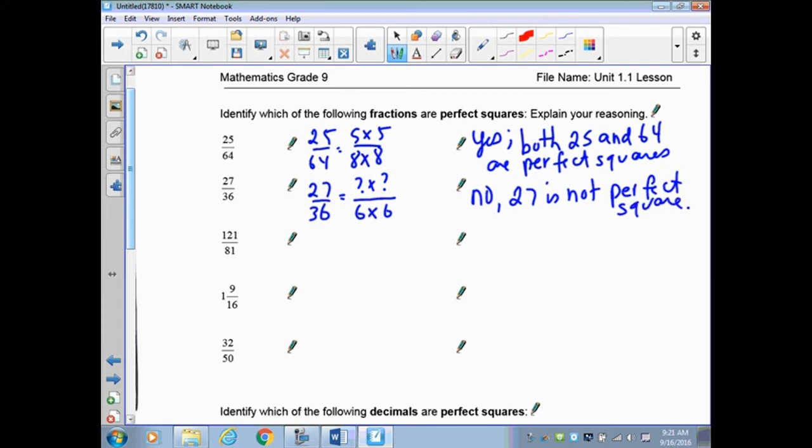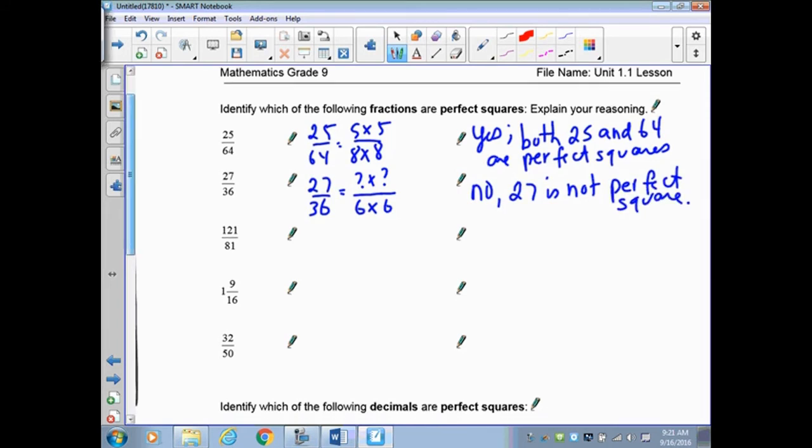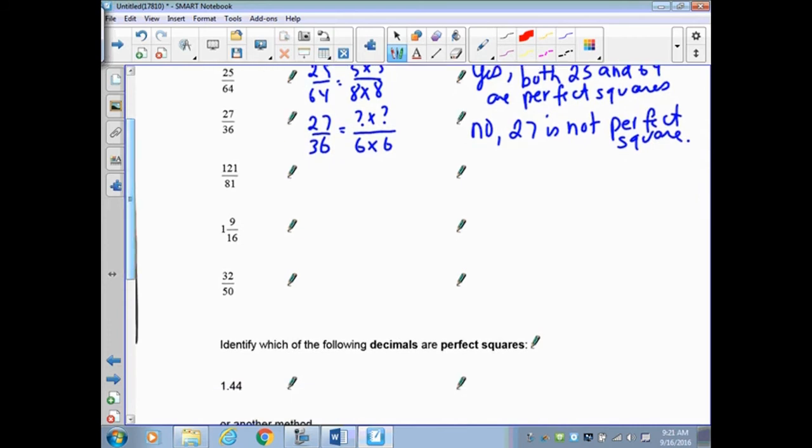All right, let's take a look at 121 over 81. The square root of 121 is equal to 11. The square root of 81 is equal to 9. Since 11 and 9 are both whole numbers, that makes 121 and 81 both perfect squares. So the answer here is yes, 121 and 81 are perfect.